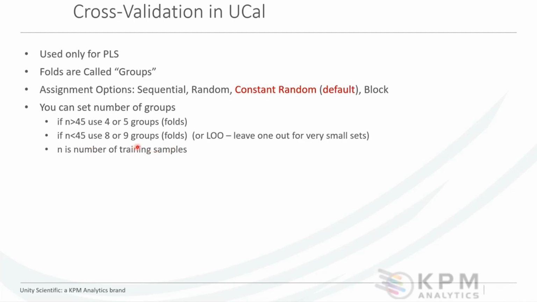This is just so that you are doing enough regressions to get a statistically valid look at these test sets. There is also something in the software called LOO, or leave one out, and you can use this for very small sets. This will create a number of groups equal to the number of samples that you have. Computers are so fast that we can afford to do this now.